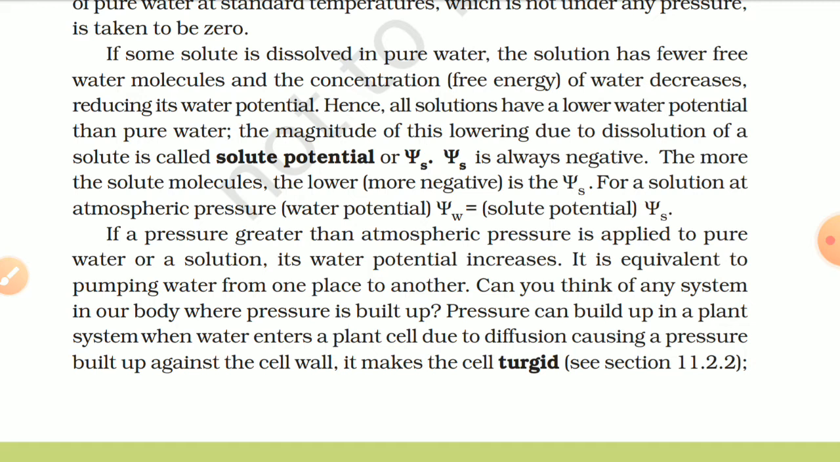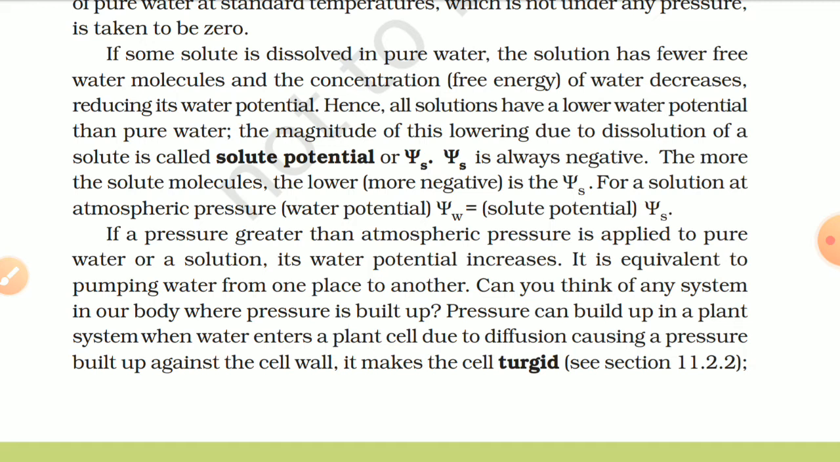The magnitude of this lowering due to dissolution of solute is called solute potential or Ψs. Ψs is always negative. The more the solute molecules, the more negative is the Ψs. For a solution at atmospheric pressure, water potential Ψw is equal to solute potential Ψs. If a pressure greater than atmospheric pressure is applied to pure water or a solution, its water potential increases. It is equivalent to pumping water from one place to another.